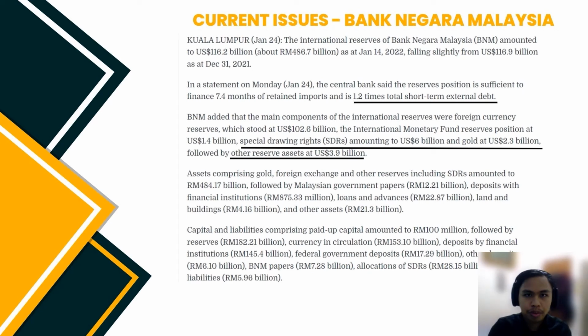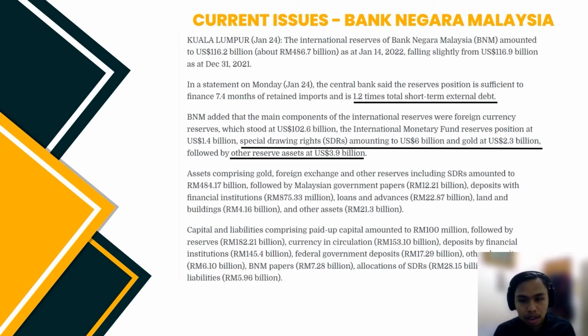Okay, thank you. So we move to the last part from my group, which is about a current issue in Bank Negara Malaysia. This article I selected and collected from Google talks about a current issue of Bank Negara. As you can see, this article talks about the international reserve going down at Bank Negara Malaysia. Why? Like I already highlighted in the article above, because of the sufficiency to finance 1.2 times total short-term external debt. Next point, IMF reserve special drawing right 6 billion US, gold 23 billion US, and reserve asset 3.9 billion US.